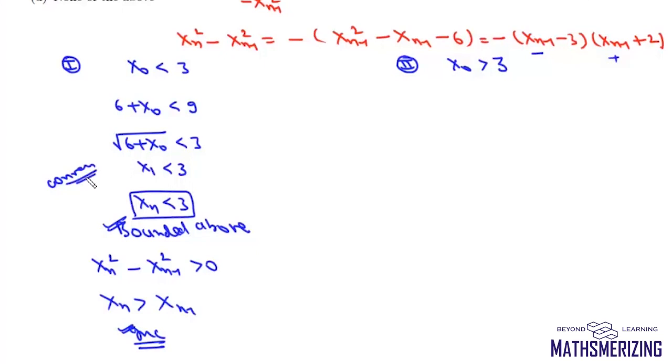Now what about the second case? In the second case, when x0 is greater than 3, if we add 6, we'll get 6 plus x0 will be greater than 9, under root of 6 plus x0 will be greater than 3, that is x1 is greater than 3. If we add 6, and again take the square root, we'll get x2 greater than 3. So from here we'll get this xn should be greater than 3. So in this case it is bounded below.